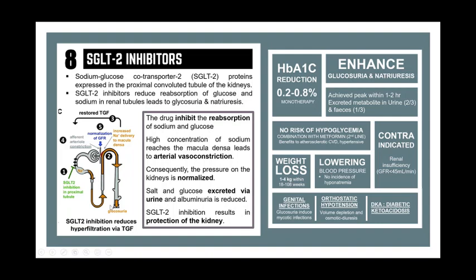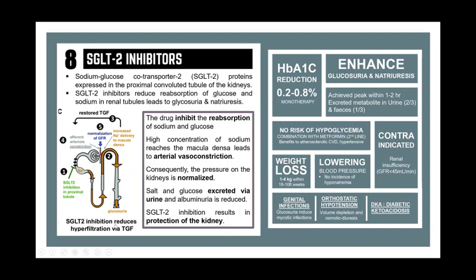Sodium glucose co-transporter 2 inhibitors will inhibit the reabsorption of sodium and glucose in the proximal tubule. A high concentration of sodium and glucose will reach the macula densa in the kidney. This feedback leads to afferent arteriolar vasoconstriction, which consequently normalizes the pressure in the kidney by normalizing the glomerular filtration rate. Salt and glucose will be excreted via urine, also known as glycosuria and natriuresis.